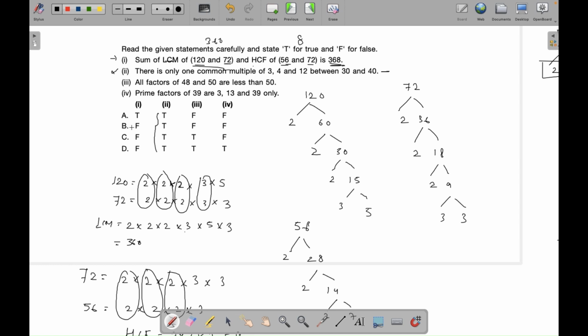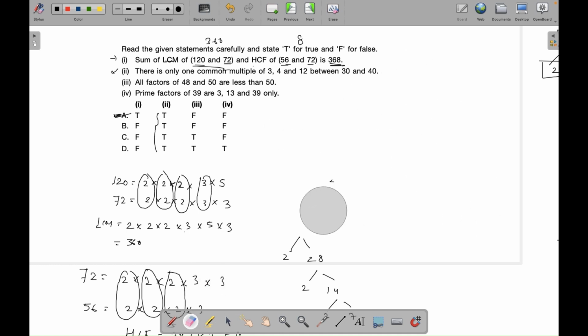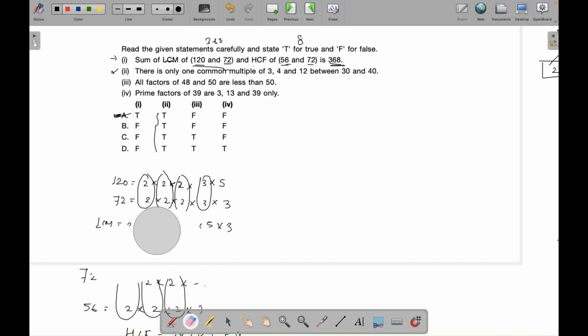Now you see, we don't have to solve the remaining three options here, right? Because this is the only option that has A as true. So this becomes the correct answer, right? But just to see if we are able to get the concepts, we'll be solving the remaining three as well.